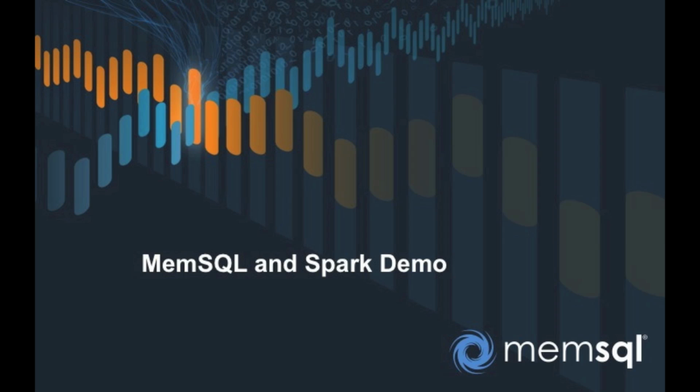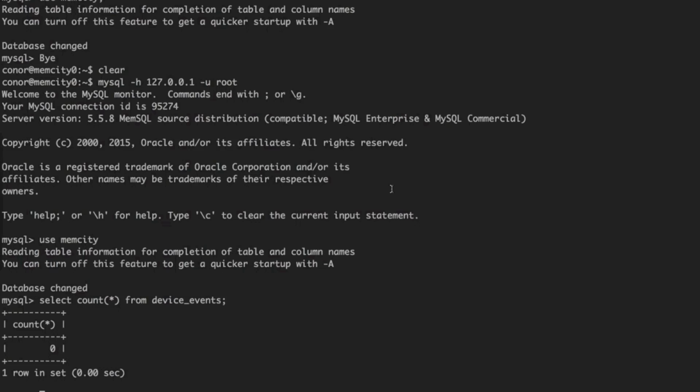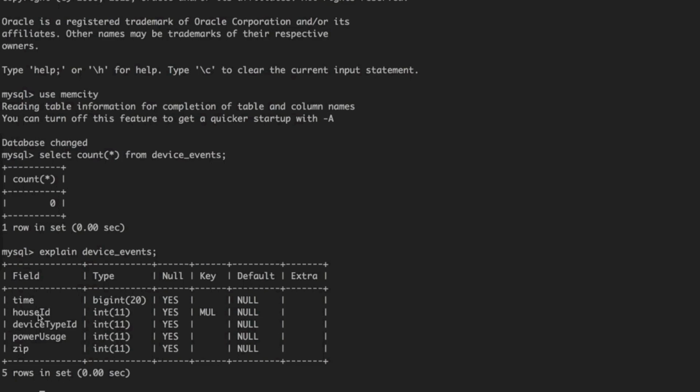So let's get into the demo now. Like I said, this is running on Microsoft Azure, on 4 nodes. The first thing that I'm going to do is we're going to be writing into this table, device events. This is what the table looks like. We're writing a timestamp, a house ID, a device ID, the amount of power that was used, and the zip code. And you can see right now that this table is currently empty.